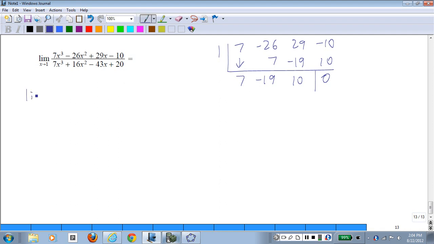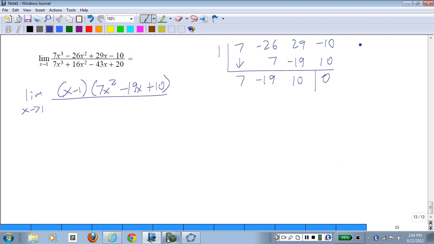This is the limit as x approaches 1 of x minus 1. That's the factor because 1 makes it 0. And the other factor is 7, negative 19, 10: 7x squared minus 19x plus 10. So that's a big time step because we're more comfortable factoring quadratics than we are factoring cubics. Do the same thing with the denominator.